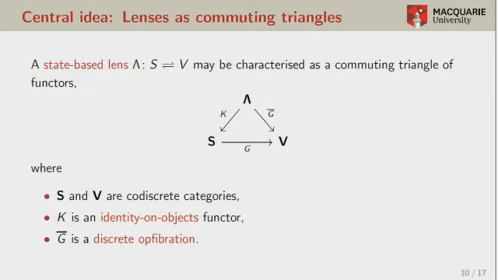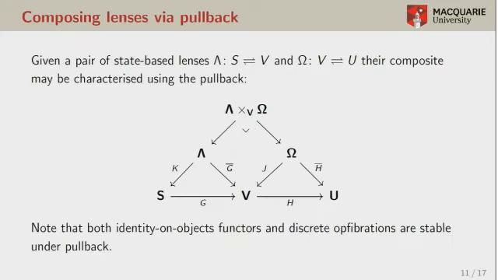Well, it actually makes composition of lenses immediately clearer, because what we do is we stick two of these triangles together. These two state-based lenses, we characterize them as a triangle. And how do we compose them? Well, we stick them end to end. So this here is one lens, this here is another. How do we find their composite? Well, we just form the pullback of this cospan formed by these triangles.